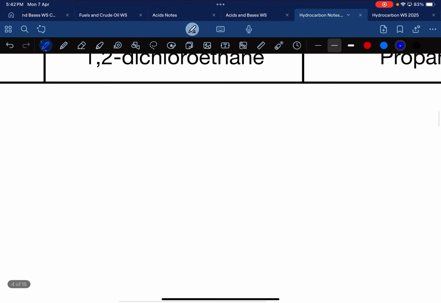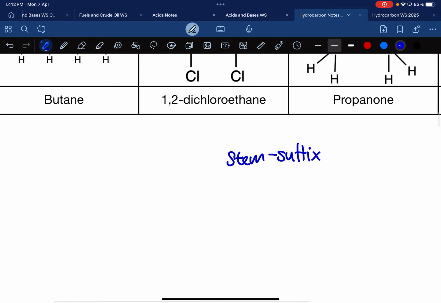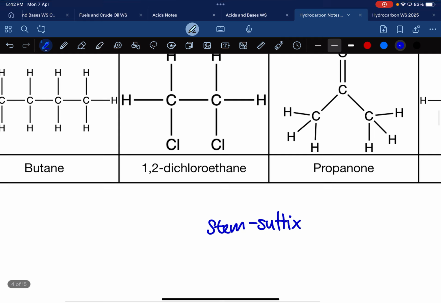Okay, so here's how the naming convention will go. You know that you have stem and you have suffix. Your stem is the number of carbon atoms, and the suffix is your surname, the functional group that you have, or the homologous series you belong to, correct or not? Down here, your longest carbon chain is 2 carbons, so you have the stem, and you have the suffix, which is ethane. What we don't know is that there is also a prefix.